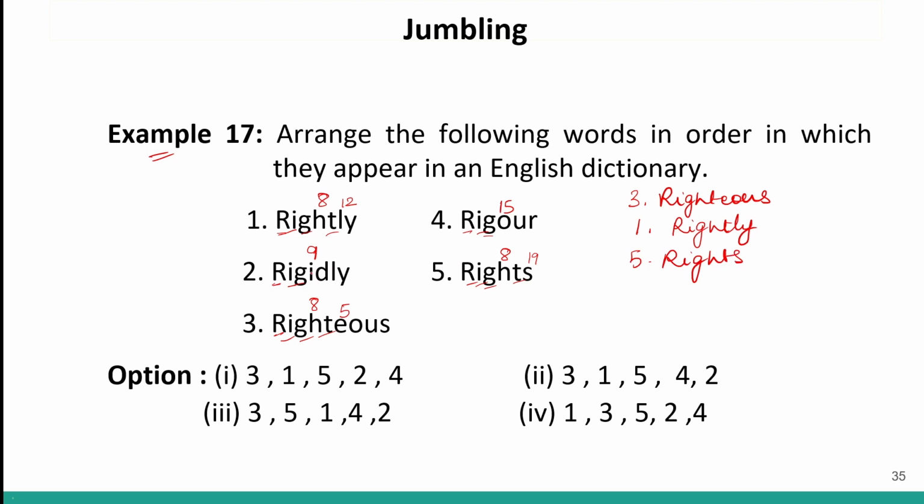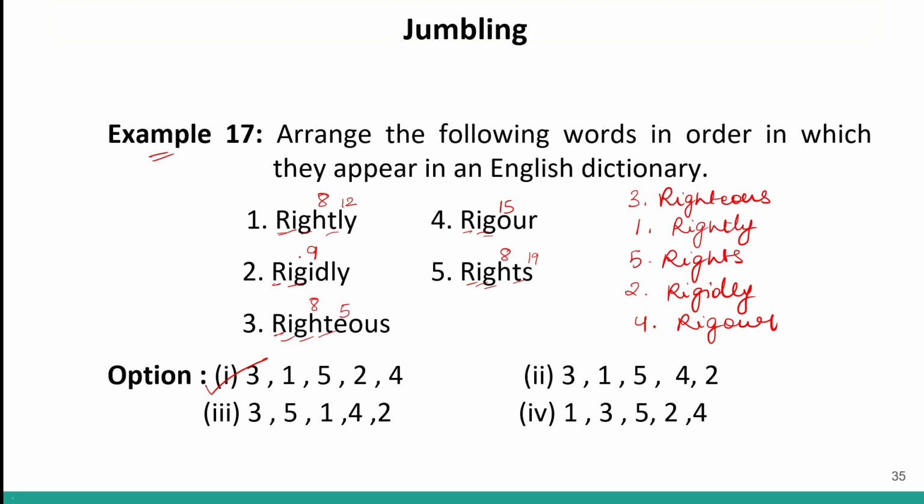Then we'll move on to these ones. So over here, this will come first, that is rigidly. And this rigor will come last. So our sequence will be 3, 1, 5, 2, 4. 3, 1, 5, 2, 4 is given in option number 1. So option number 1 will be your correct answer.